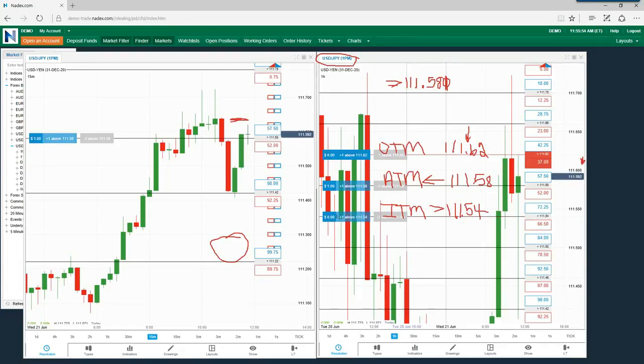Does everybody understand that? And the same thing for the 111.62. Again, it would have to be greater than, so it needs to be 62.1. Same thing on the 111.54. It has to be 54 and at least have a 1 in that third decimal place. Does everybody understand that?